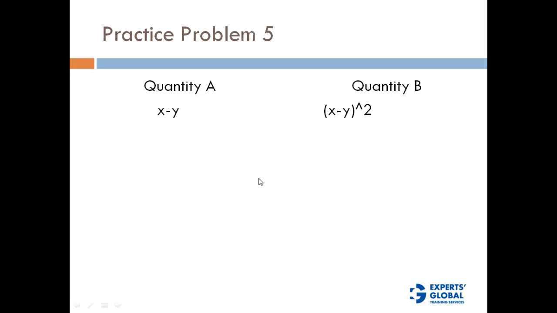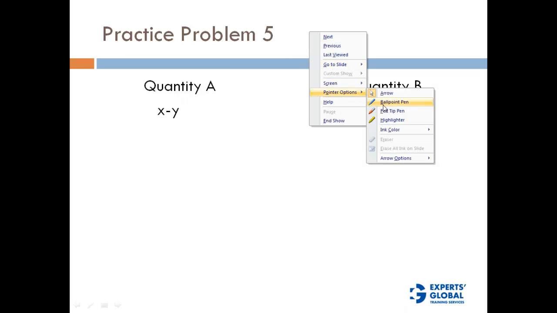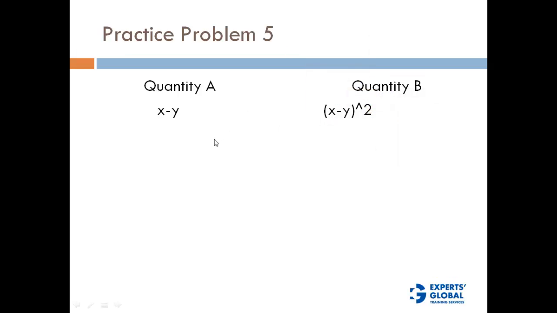Let's look at this problem. Please pause the video and see if you can solve this. Okay, this is a quantitative comparison problem. X minus y, whether that is greater or x minus y raised to 2 is greater. You may tend to think that because this is the square, this is going to be a bigger number, but that is not always true.